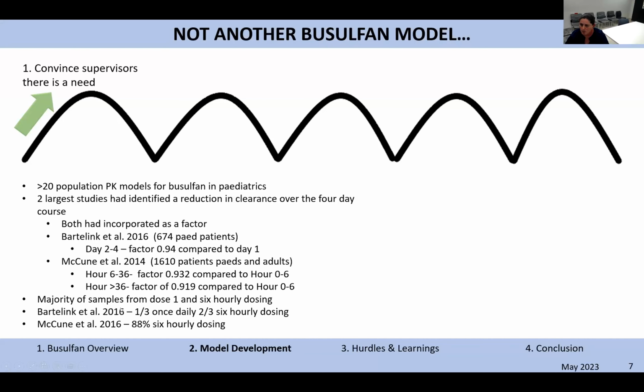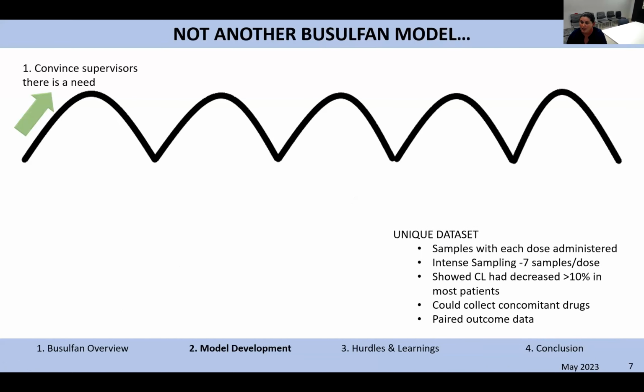However, the majority of the samples from both of these studies were from dose 1, and this was also from 6-hourly dosing, whereas we were using once daily dosing. So what we had was a unique data set. We had samples with each dose, and we did intense sampling. So we had 7 samples with every single dose.